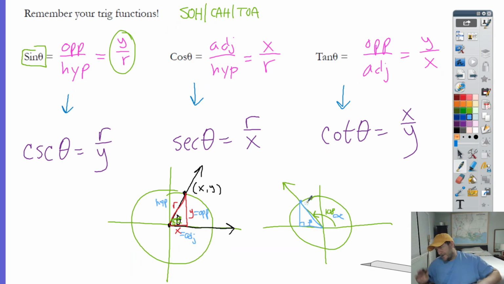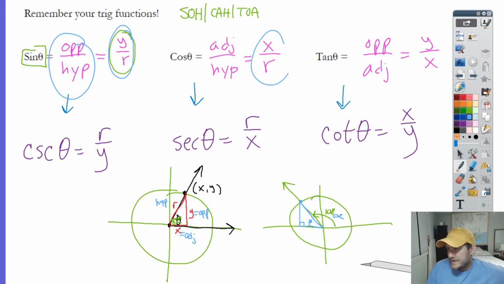So it's all true. I admit it. You got me. You backed me into a corner. I have to admit that it doesn't matter whether you're doing opposite over hypotenuse or whether you're doing y over r, it doesn't really matter. But embrace these new definitions regardless, because it's the one we're going to use.